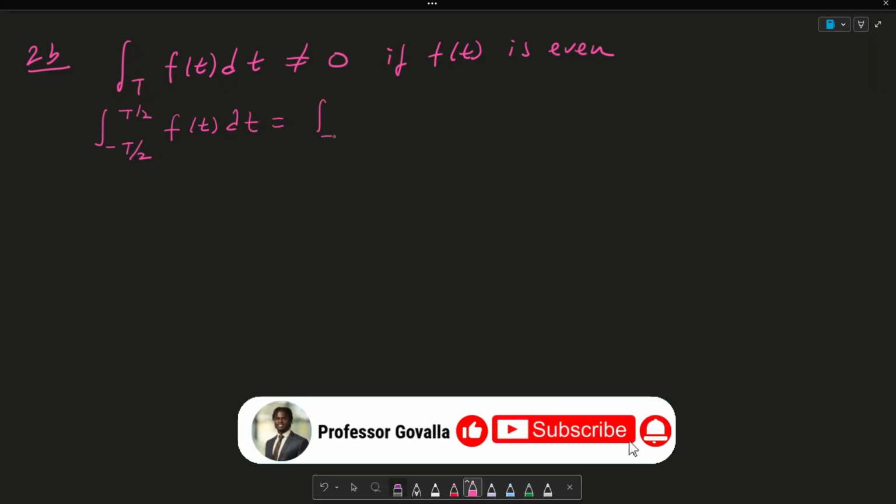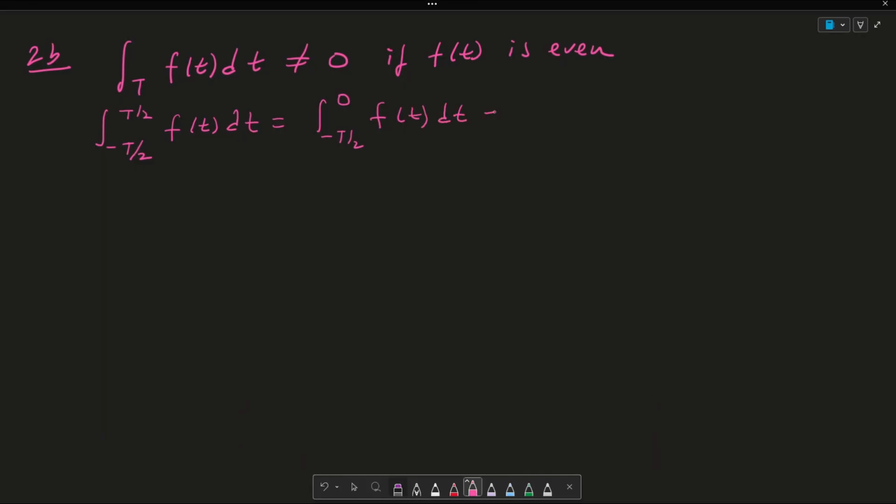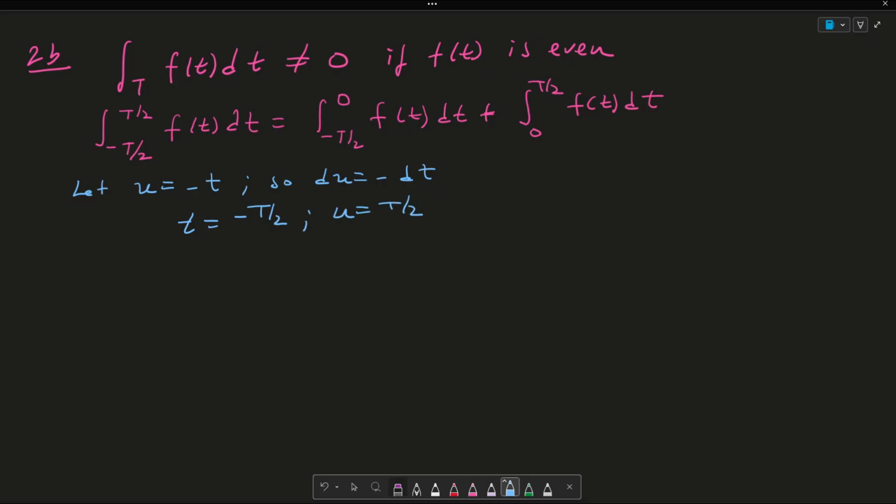This is simply the integral from minus t over 2 to 0 of f of t dt plus the integral from 0 to t over 2 of f of t dt. Let's go ahead and let u equate to minus t, so that du is equal to minus dt. So then by this parameter change, we can say that if little t is equal to minus t over 2, then u is equal to just positive t over 2. And when t is equal to 0, then u is also equal to 0.